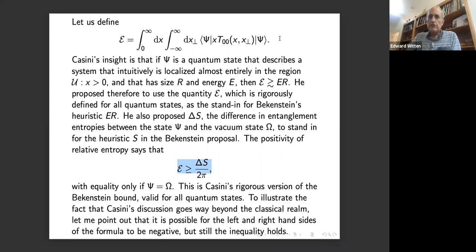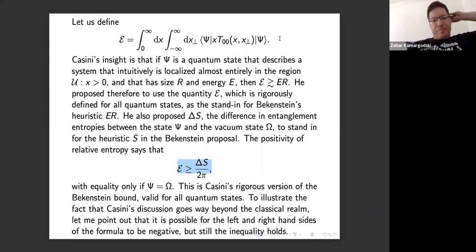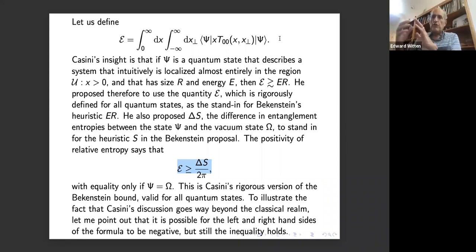The bound is universally true, but the interpretation, well, first of all, the interpretation that matches what Bekenstein asked is if the state is mostly localized at positive X. Okay, 100%. And then the bound is as interesting as possible if you move the state as far as you can to the left while it's still localized at positive X. Thank you. Sure.